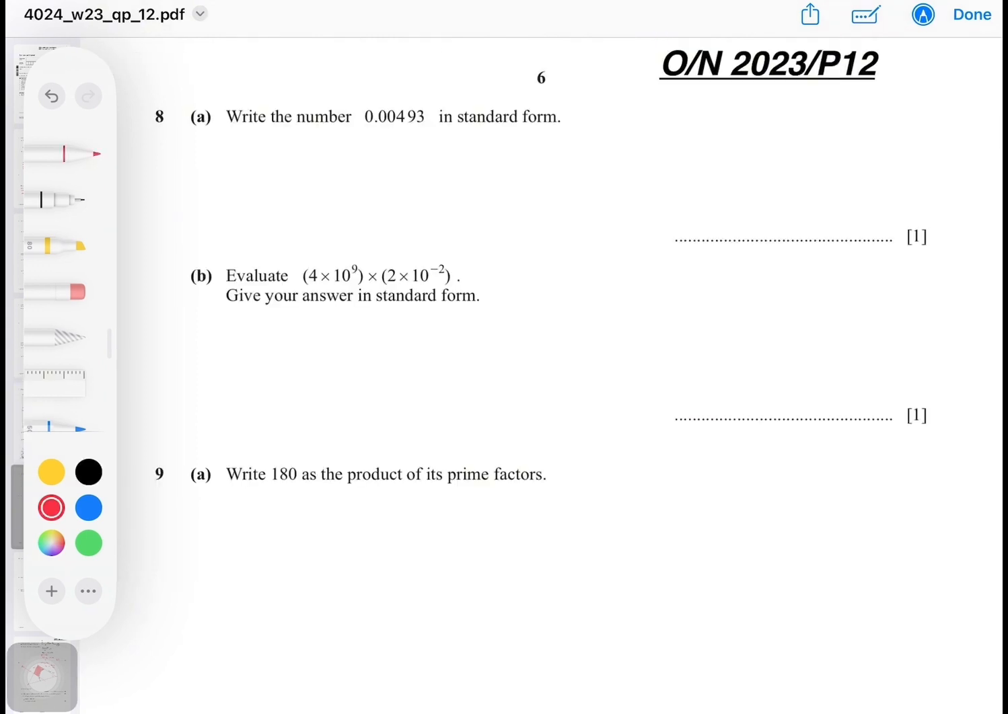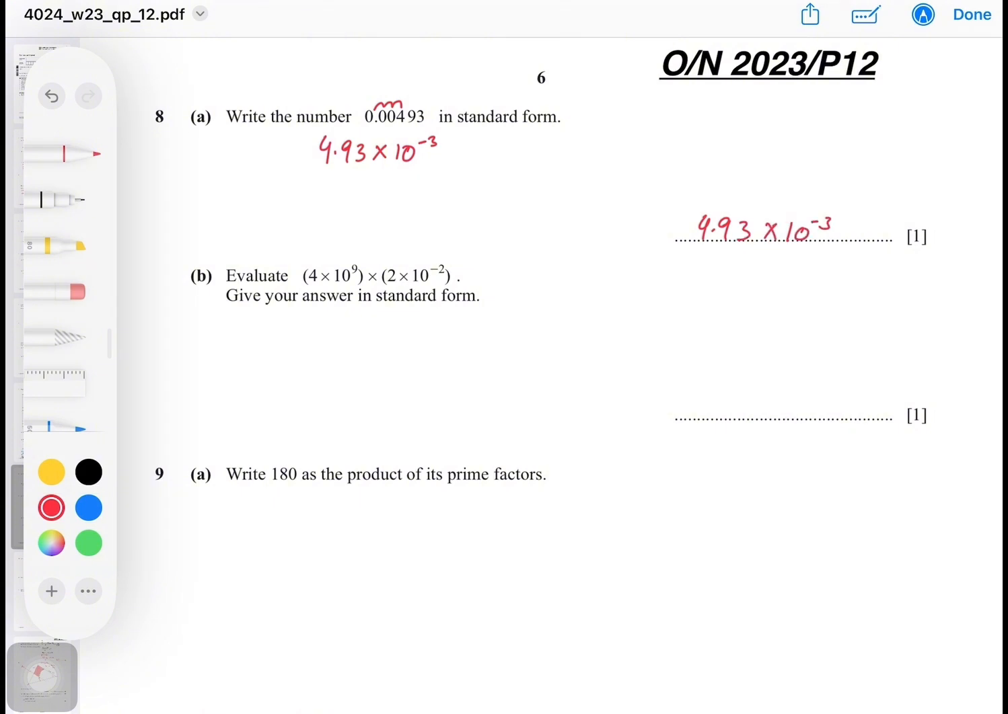Question number 8. Write the number 0.00493 in standard form. To convert into standard form, I will take 3 jumps to the right. So it will be 4.93 multiplied by 10 raised to minus 3.